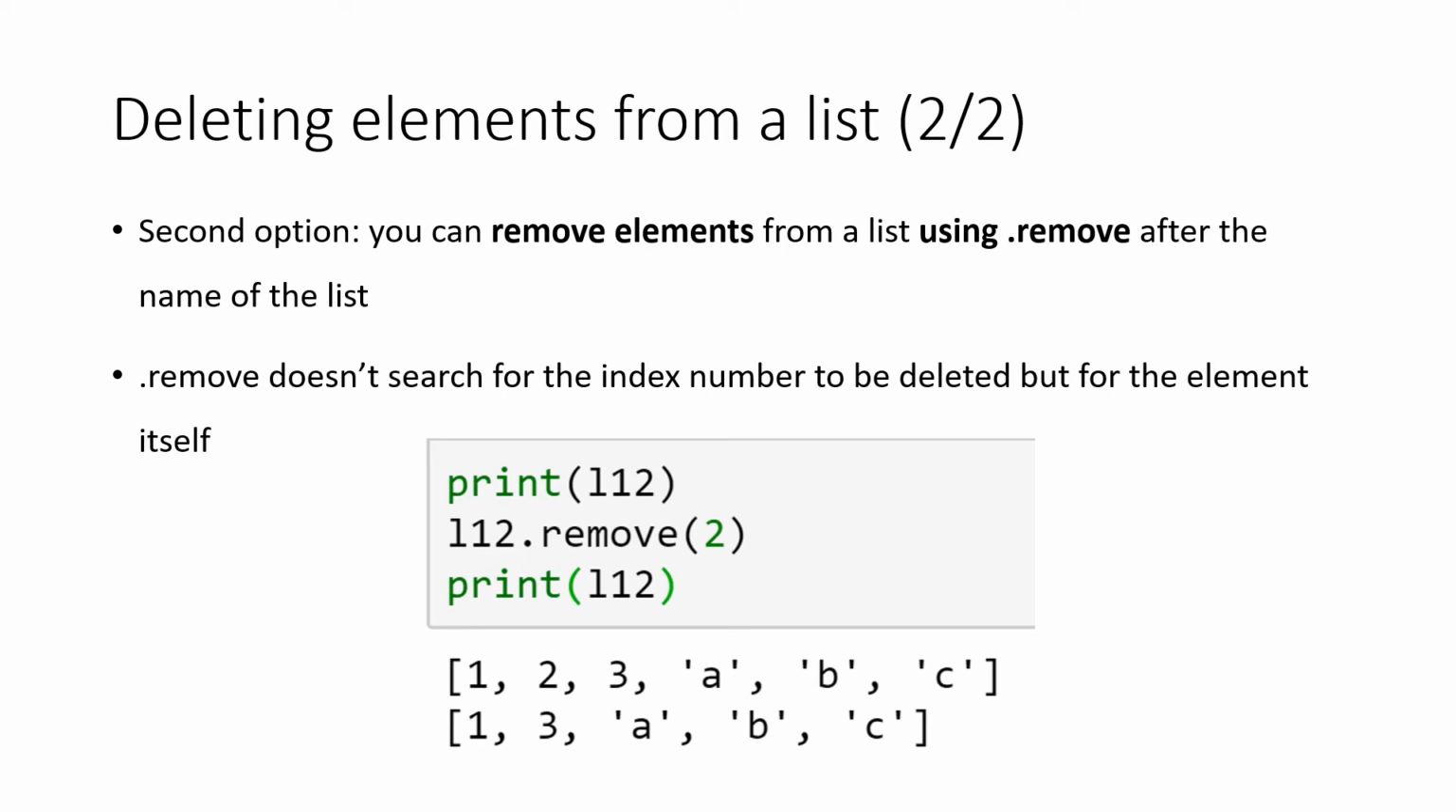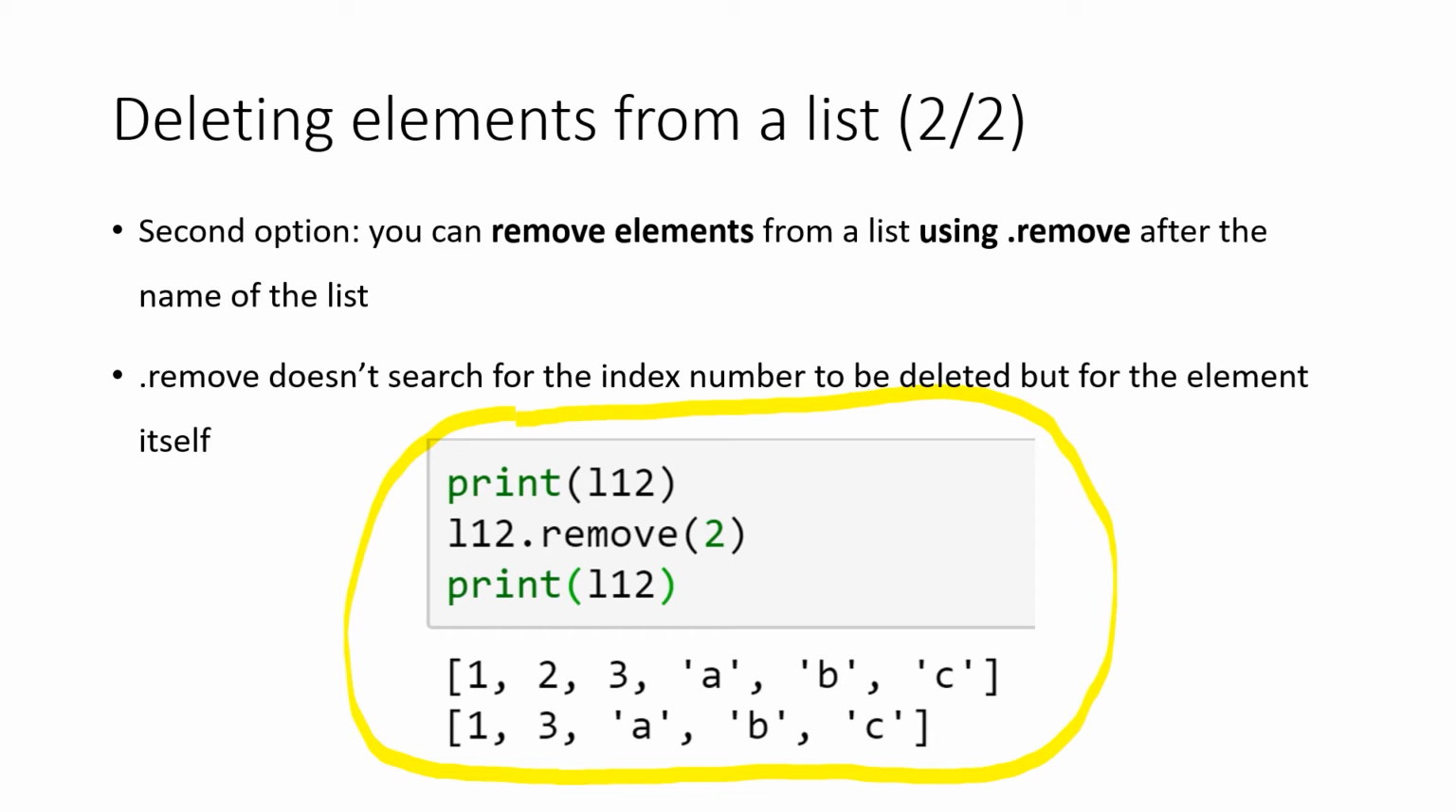Deleting elements from a list can also be done in a different way. Rather than searching first for the index number and deleting through the index number, you can also just search for a certain element within that list, and through the .remove method you can delete exactly this element. So in our example down here, we want to delete element 2.